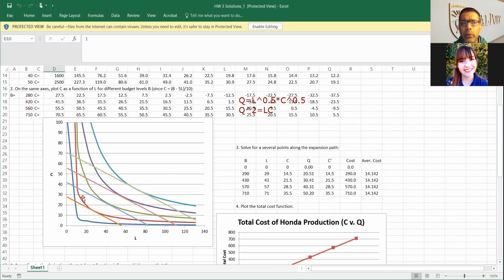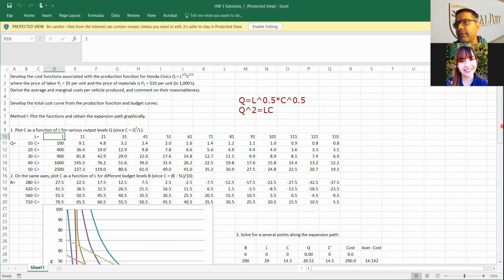So I'm trying to write that equation as Y as a function of X, right? So I'm trying to write it as Y equal to F of X. So this is how I'm trying to write that equation. And because my Y-axis is C, I'm going to write it as C equal to Q squared divided by L. Okay, so my C becomes Q squared divided by L.